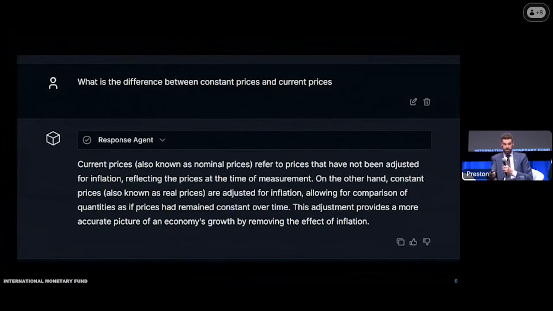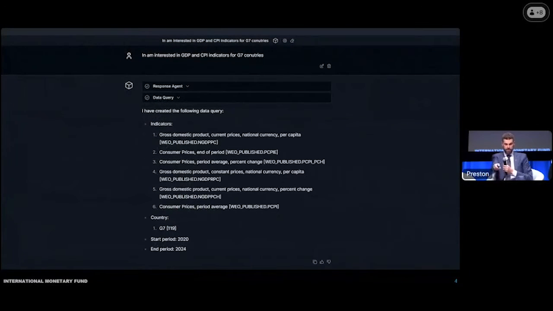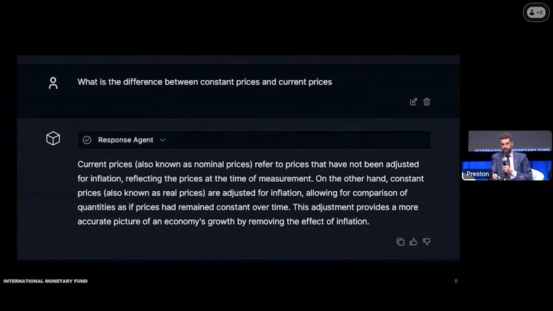Okay, so remember the original indicators that were returned, there's a mix of current prices and constant prices. And again, speaking to Jim's point about the way the language humans use when they talk about things versus the way we describe indicators, I might say, well, I don't really know what the difference between constant prices and current prices is, so I'm just going to ask that question. Well, the response agent, again, this is sort of an agent that's responding to generic questions instead of building queries, different agent. Nice little description about the difference between current prices and nominal prices.